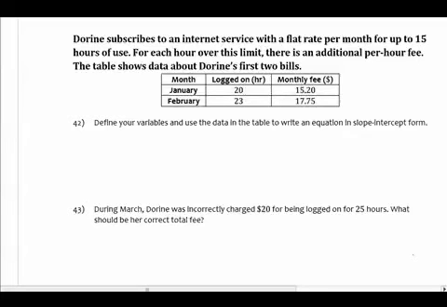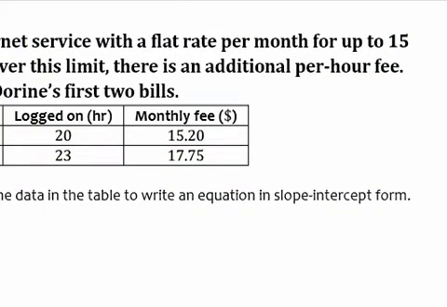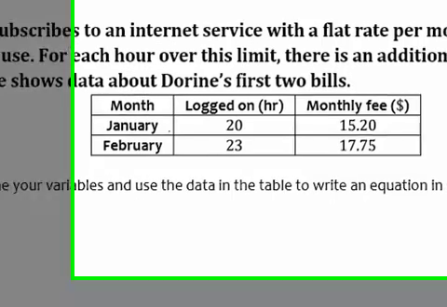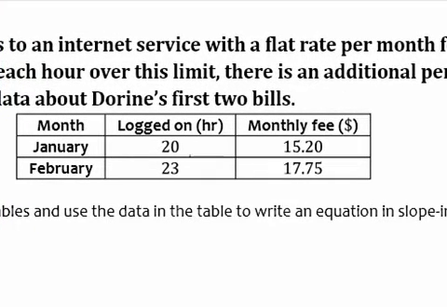We're going to start by looking at the problem in the review packet, starting with 42 with Doreen and the internet service. It says a flat rate per month of up to 15 hours of use, and then each hour over this limit there's an additional fee. So in the month of January she was logged on for 20 hours and had a monthly fee of $15.20.